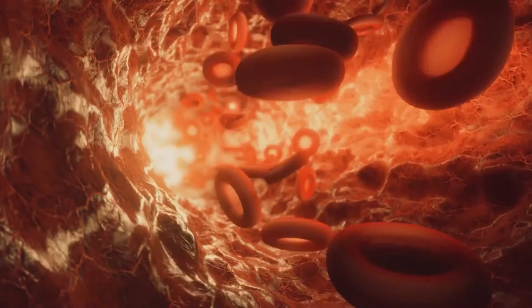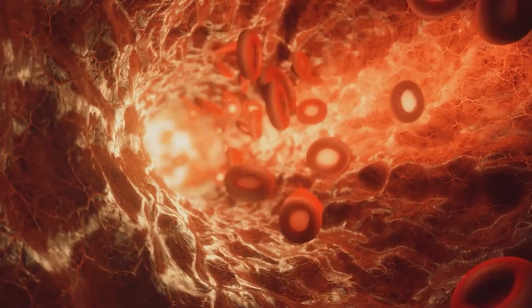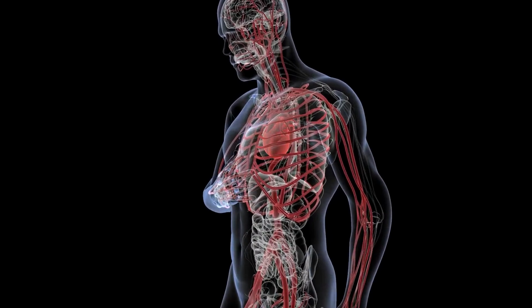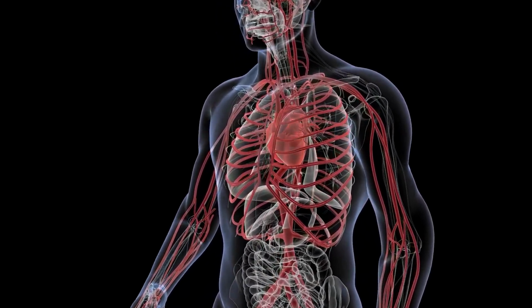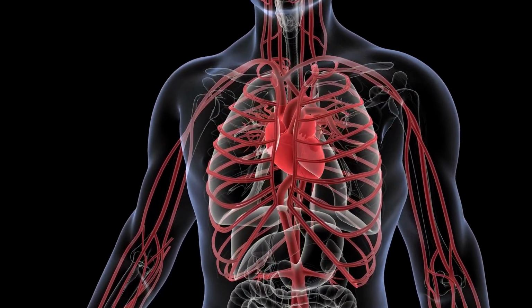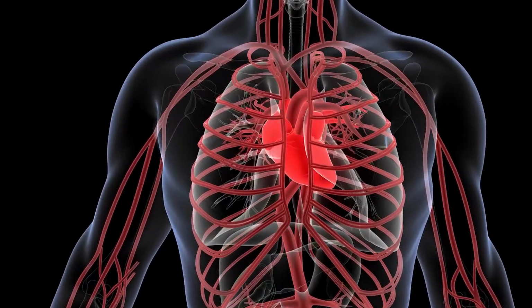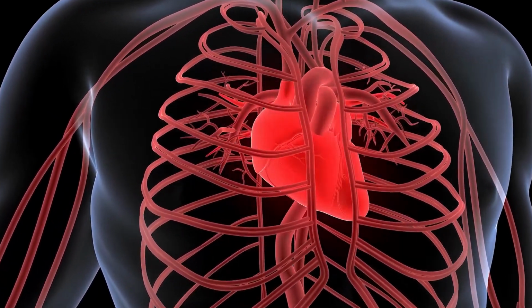It also helps to defend the body against infection and disease and plays a role in blood clotting. Overall, the cardiovascular system plays a vital role in maintaining the body's overall health and well-being. It helps to oxygenate the body's cells, remove waste products, and transport nutrients, hormones, and other substances throughout the body.